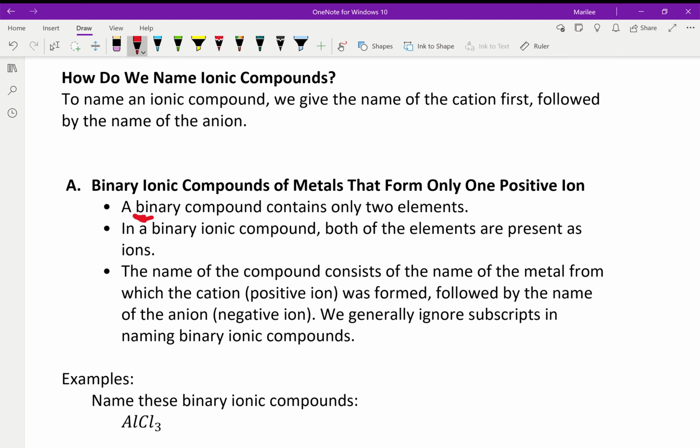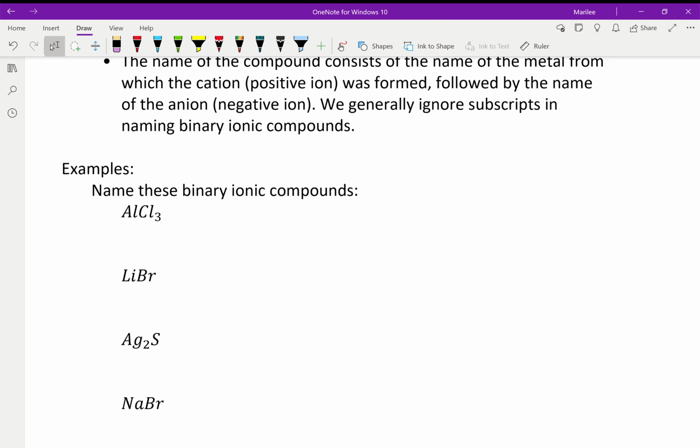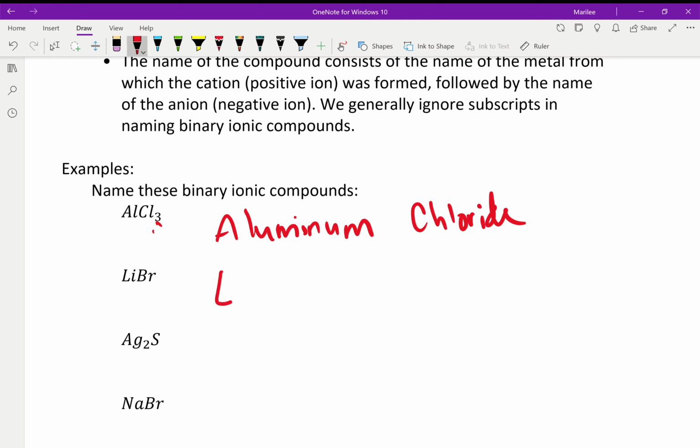Let me do an example for you to understand. Here we have an example that says name these binary ionic compounds. So we have AlCl3. So how do we name that? Al is our aluminum and Cl is the chlorine. So we name this aluminum chloride. Right? We don't say 3-chloride. We just say aluminum chloride. Our next example is LiBr. So that is lithium and bromine. So that would be lithium bromide.